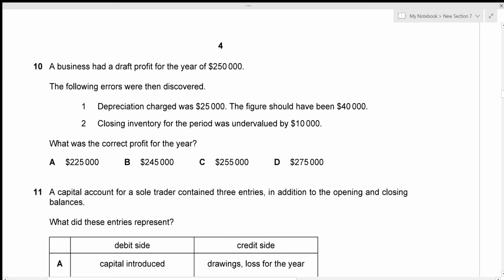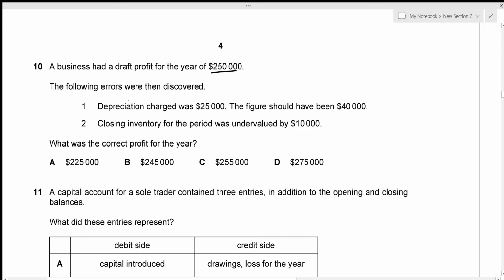A business had a draft profit for the year end of 250,000 and the following errors were then discovered. The first one is that the depreciation charged was 25,000 but the figure should have been 40,000, and the second one is that the closing inventory for the period was undervalued by 10,000. So we need to figure out the correct profit.